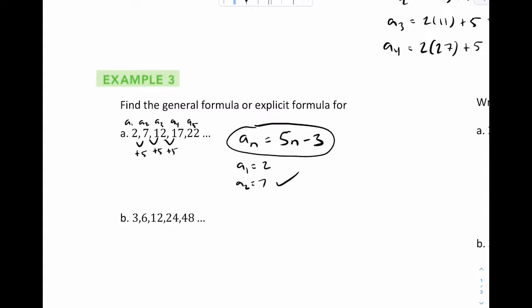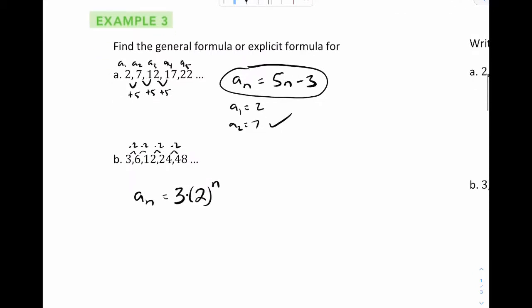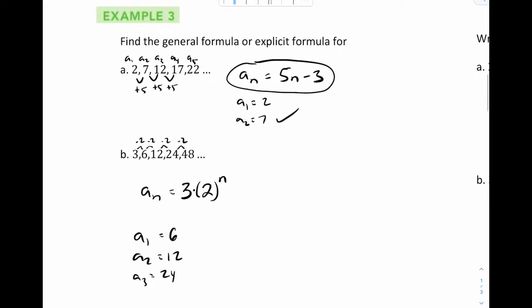Now for this one, letter B, notice how you're going times 2 every time, which means I'm going to need 2 to some power. So I'll put 2 to the n. Now what's really tricky is there's a 3 here, so it's 3 times 2 every time. So I'm going to have to do 3 times 2 to the n. And let's see if that works. a1, that's going to be 6. a2 is going to be 12. a3 is going to be 24. So it's pretty close. 6, 12, 24.